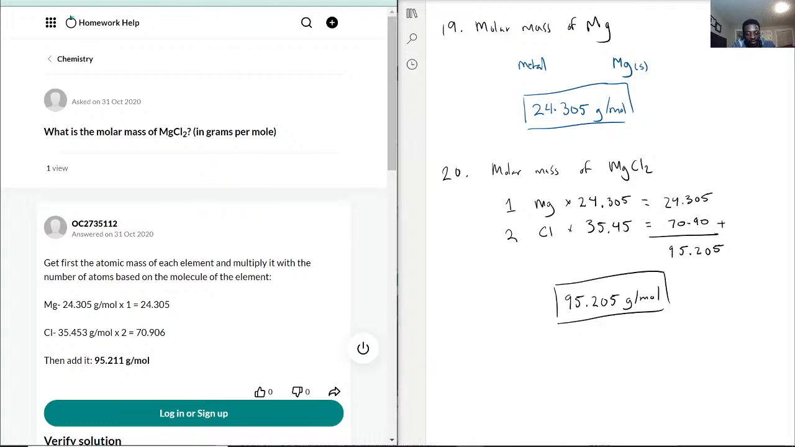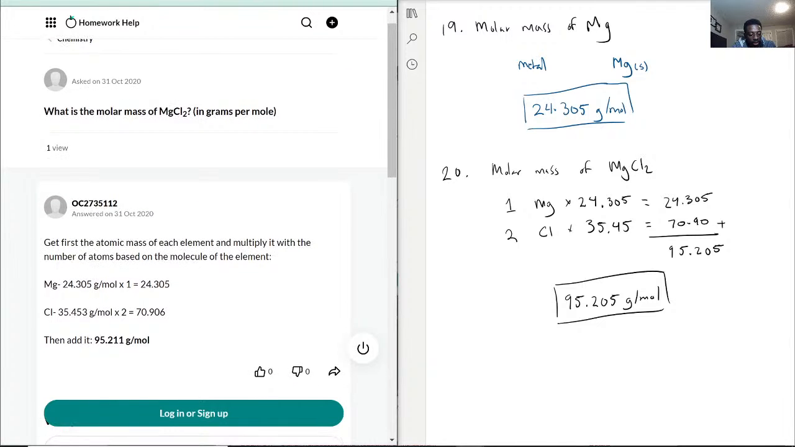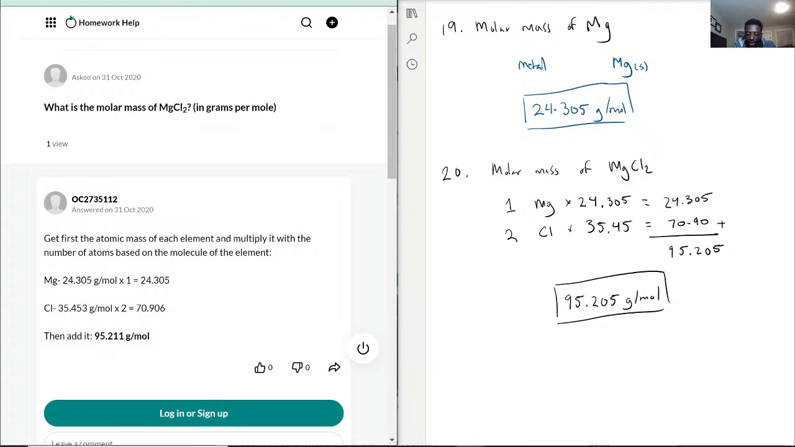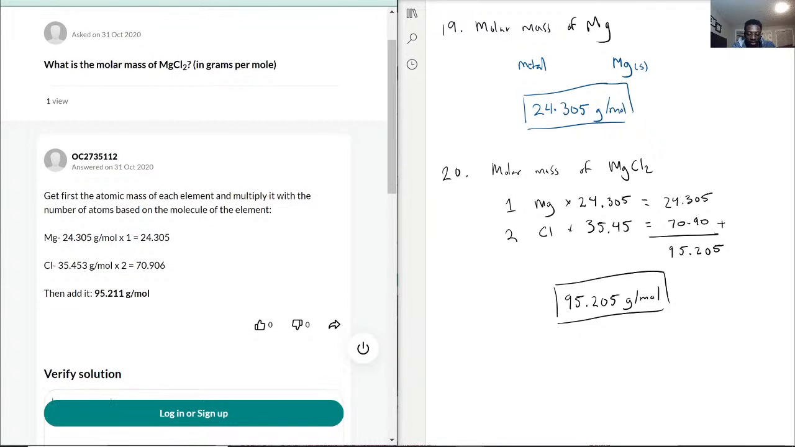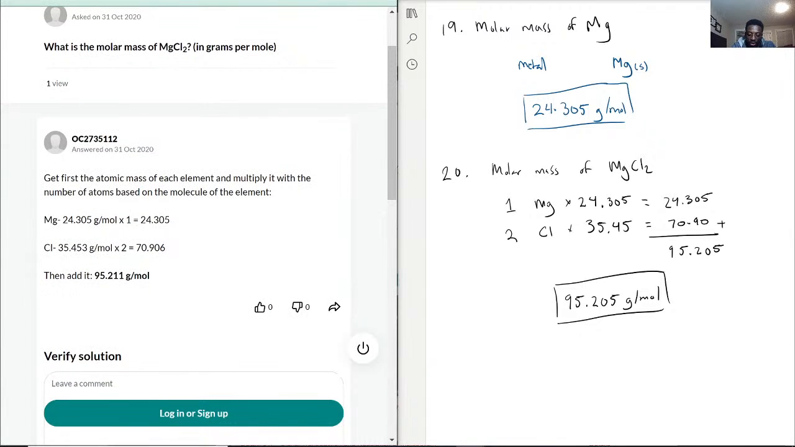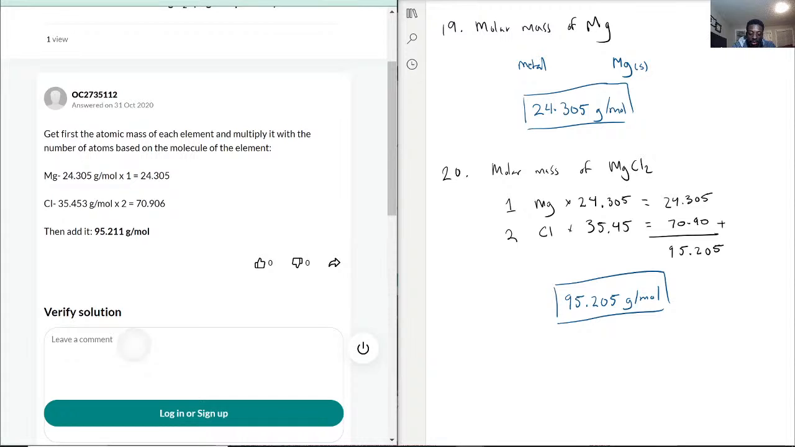Let's see, just to make sure that everything I did was hopefully correct. And exactly, they had slightly varying numbers. Their chlorine was 35.453. As long as the numbers are close, because the periodic table does influence the number you get. So it's very important that whatever periodic table you're given, that's the one you refer to to calculate molar mass. So this is correct.